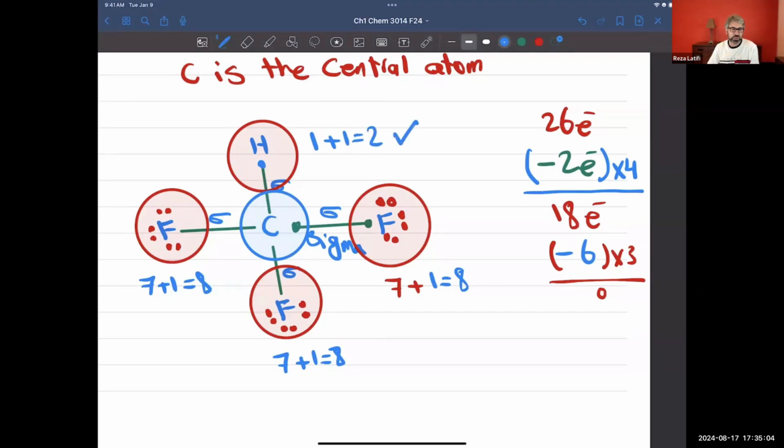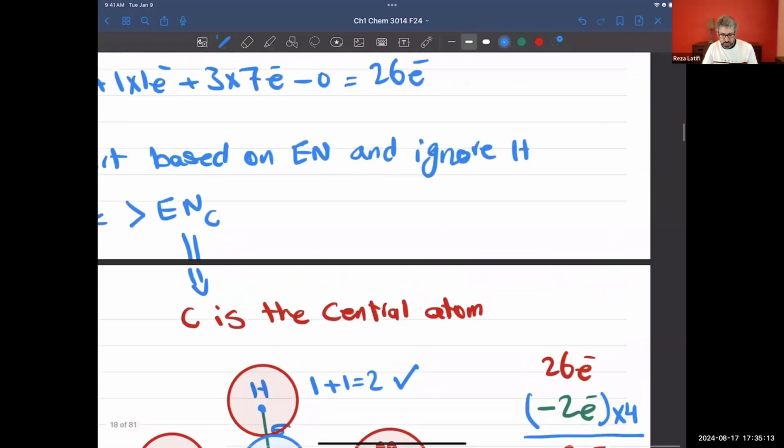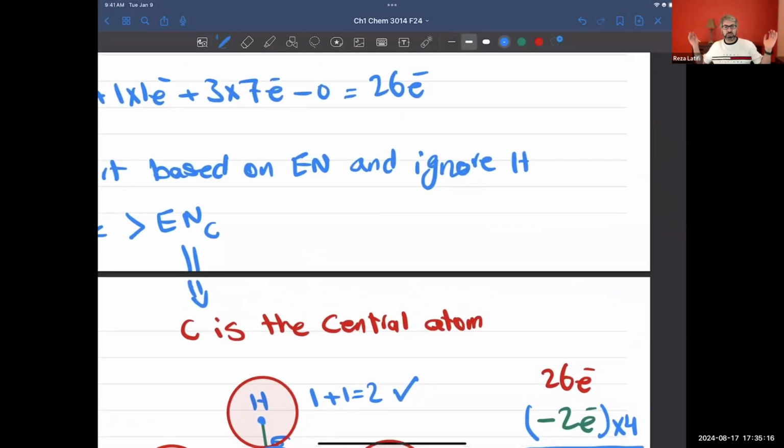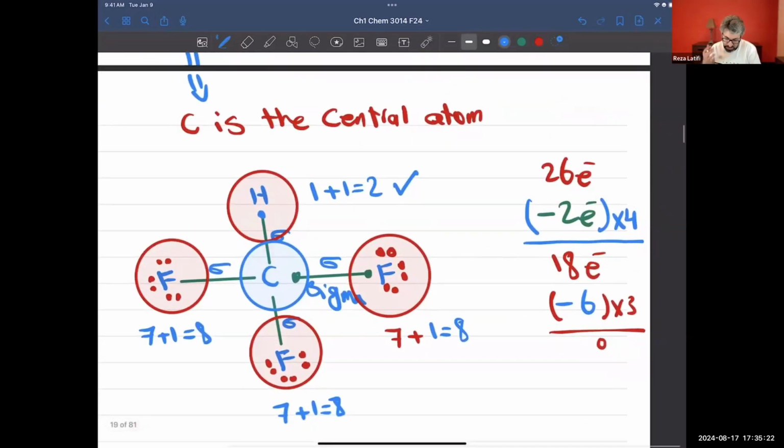So hydrogen is done. Hydrogen has only 1 orbital and it can accommodate only 2 electrons. And that was the reason I said ignore hydrogen when you sort them based on electronegativity. Hydrogen cannot be the central atom. Hydrogen is capable of making only 1 bond, because it has only 1 orbital.